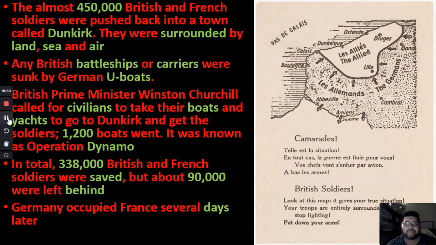Problem is, it wasn't enough. They had to leave behind 90,000 men. Those men were eventually captured, taken as prisoners of war, killed, died. But yeah. And then a couple days later, Germany took over all of that land.